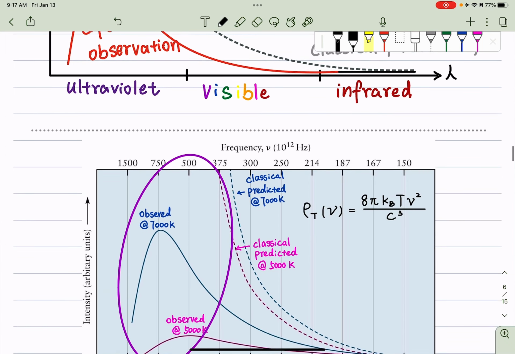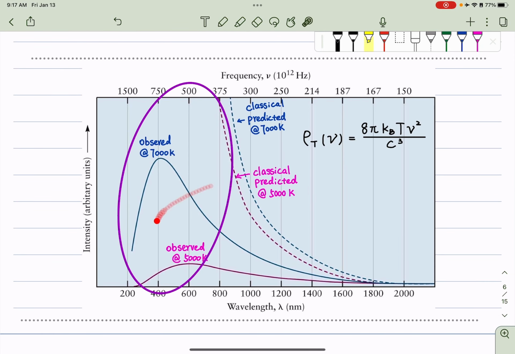Okay, so that's a cartoon version. And now I'm showing you some of the real graph from your textbook, which is the same idea. You can read it: the dashed lines here are the classical predicted curves at different temperatures, in this case 5,000 Kelvin and 7,000 Kelvin. And none of them fits the actual experimental observation, which is shown in the solid curves here. So that's just the real spectrum of what we just saw before, the ultraviolet catastrophe.